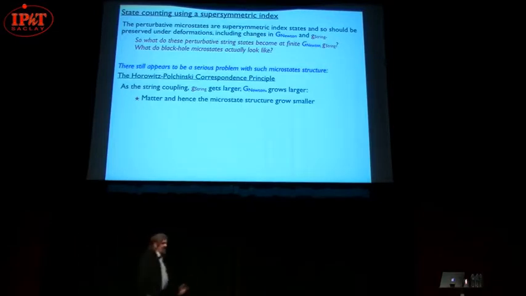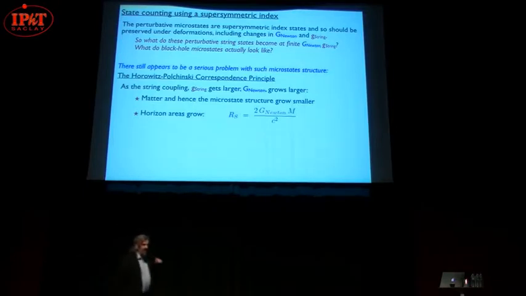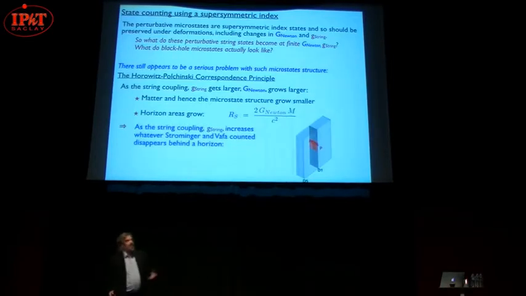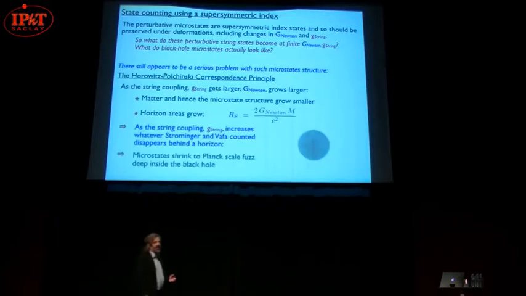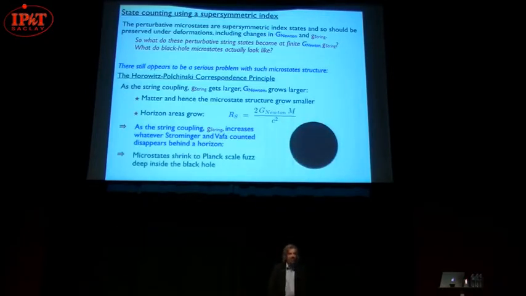So this is the first thing we try to look at. But there's a problem. There's always some problem here that seems to be insuperable. And the problem goes by the name of the Horowitz-Polchinski correspondence principle. And it simply says, a simple fact you know, you turn on gravity. Gravity gets stronger, it tends to compress the hell out of matter. So as you turn on G Newton, things get smaller. That's perfectly reasonable. So microstates go smaller, but horizon areas, or horizon radii, or Schwarzschild radii, are proportional to G Newton. So the problem occurs that as you turn on G string or G Newton, whatever Strominger and Vafa counted disappears behind a horizon. So you seem to be right back where you started. You've got a horizon, you've got the problem of Hawking radiation being utterly structureless. It doesn't seem to help, even if you can count it a la Strominger and Vafa.